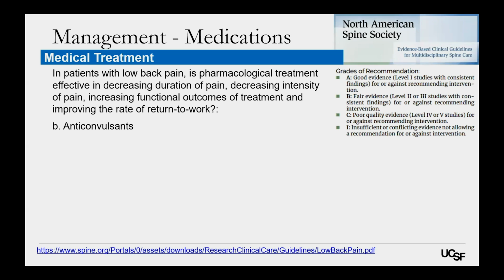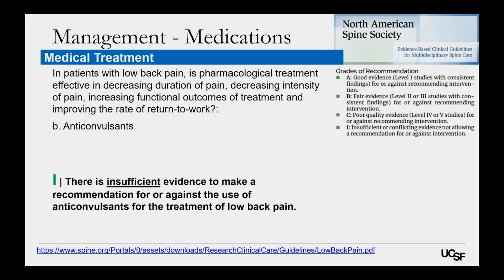So the next set is medications that we use to address nerve pain. So anticonvulsants are a class of medications we use, even though they're anticonvulsants, we use those for nerve related pain in certain circumstances. But the evidence is that there's insufficient evidence to make recommendation for or against the use of anticonvulsants for treatment of low back pain.